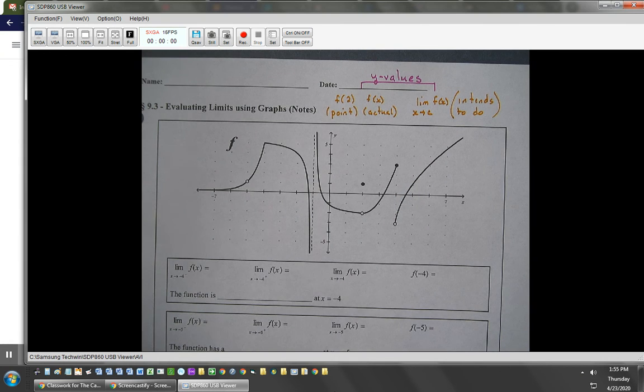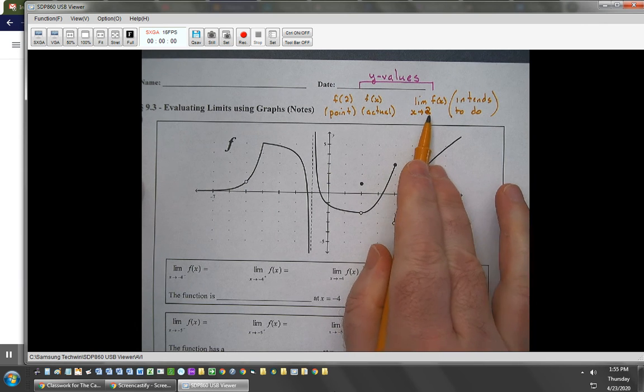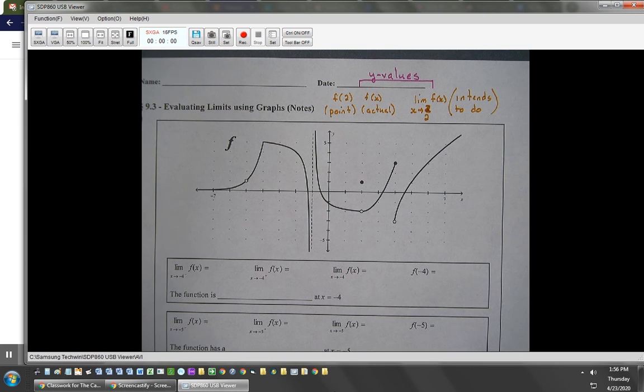Over here, why don't we make this 2? As x approaches 2, the graph is trying to do something from both sides as we approach. So the limit is what the graph intends to do. Whether or not there's anything there is up to the graph.